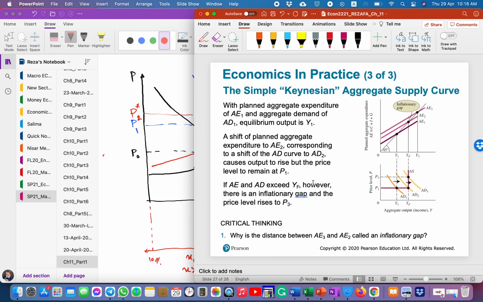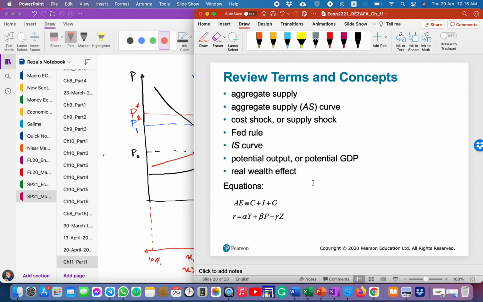Yes, well, with this we come to the end, and these are the terminology to be reviewed. The implication of this model is going to be explained in the next chapter. Thank you.